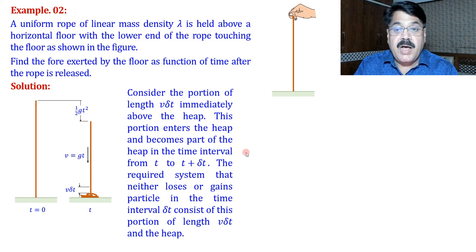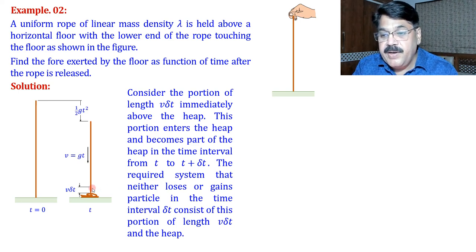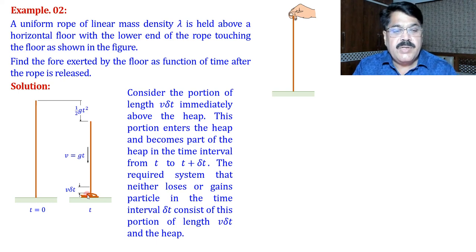Now let us see how we can apply the impulse momentum principle. Before the beginning of the time interval dt, this portion was having velocity while the heap was at rest, so this portion had momentum. But at the end of the interval, it reaches here, becomes part of the heap, and loses all its momentum, so there is no momentum. That is the situation of momentum change in the time interval. So again, we apply the impulse momentum principle.